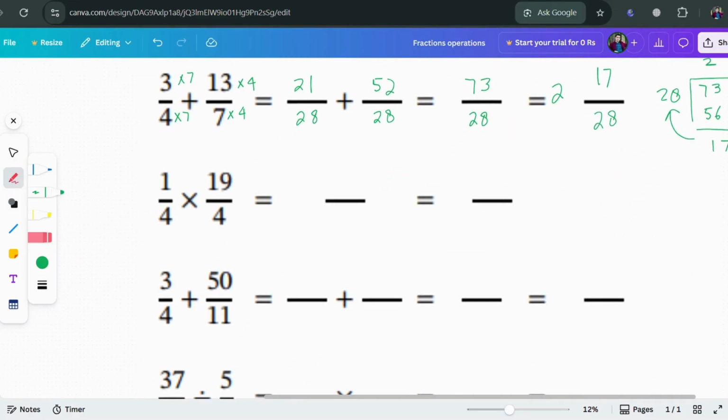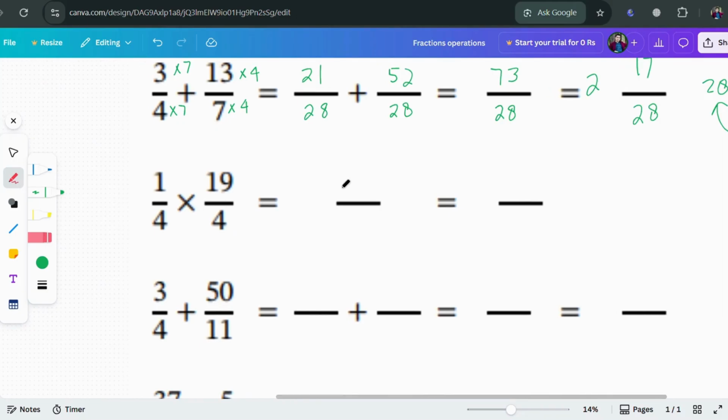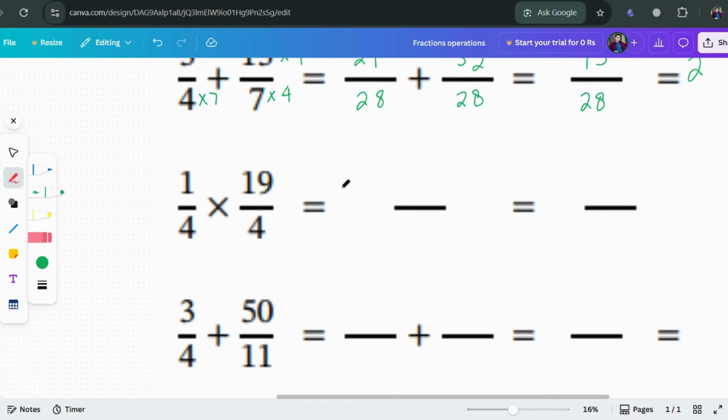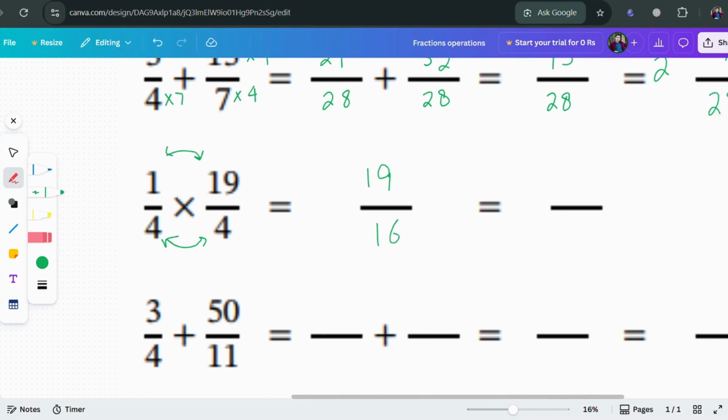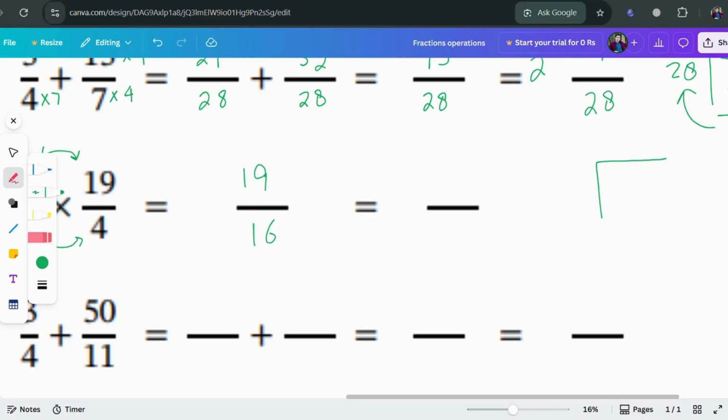Now we'll be performing a question of multiplication over here. That's pretty simple. 4 will multiply straight away with the 4, and 19 will multiply straight away with the 1. So that's going to be 19 over 16. And we can do the same exact process over here as well. 19 inside and 16 outside.